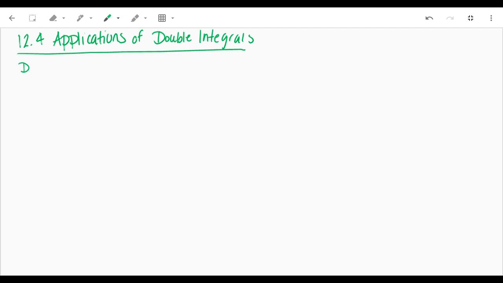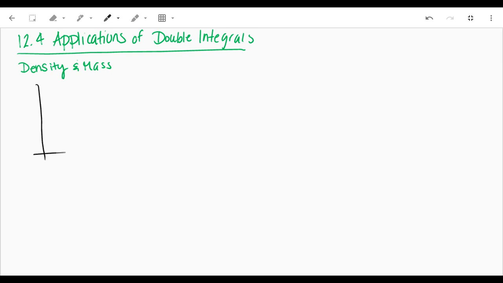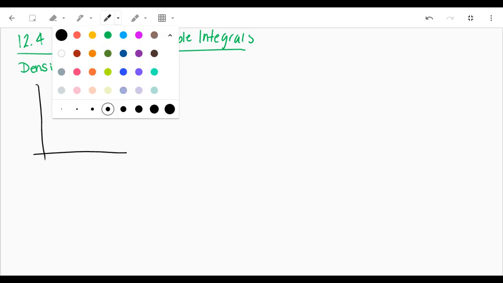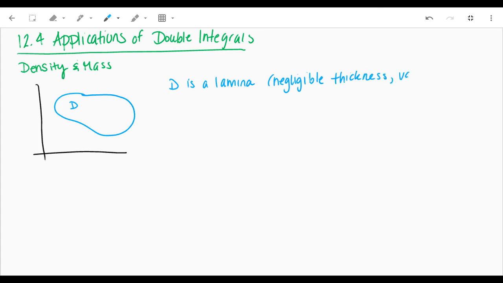is talking about density and mass. Okay, so we are going to think about a two-dimensional shape. And this is called a lamina or a planar lamina. Okay, so this is going to be region D. D is a lamina, which means that it has negligible thickness and variable density.